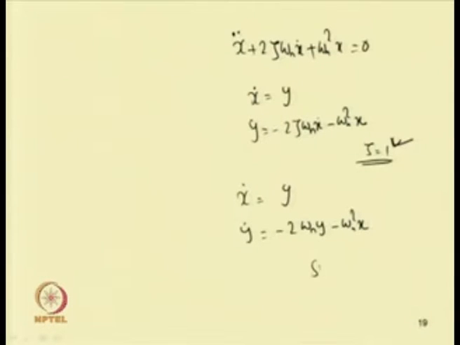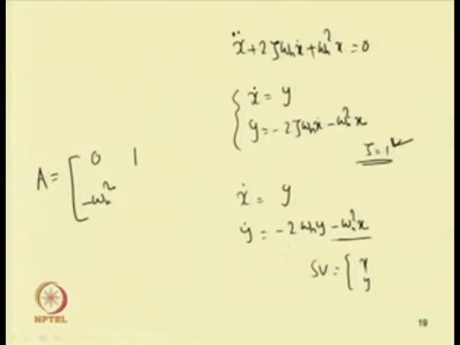Here our state vector is x and y. From this equation I can write the Jacobian matrix A. Differentiating, the x term is not there in the first equation, so the first row becomes 0 and 1. In the second equation, differentiating with respect to x gives minus omega n square, and differentiating with respect to y gives minus 2 omega n. So, A becomes [0 1; minus omega n square, minus 2 omega n].